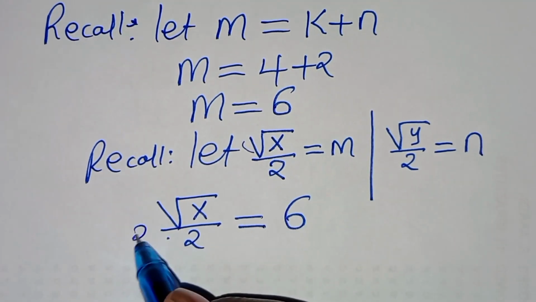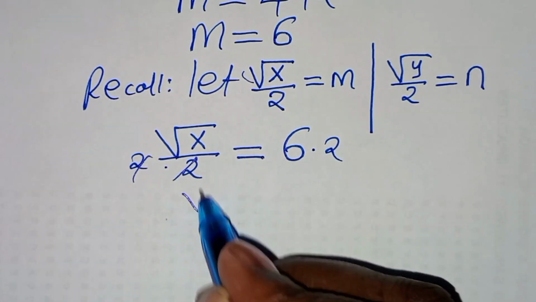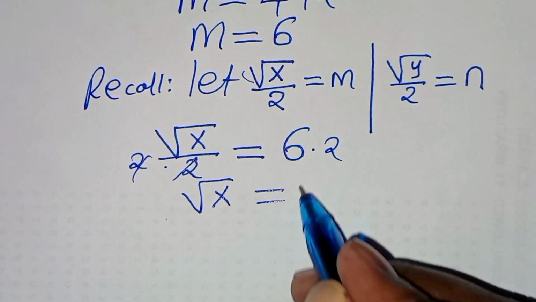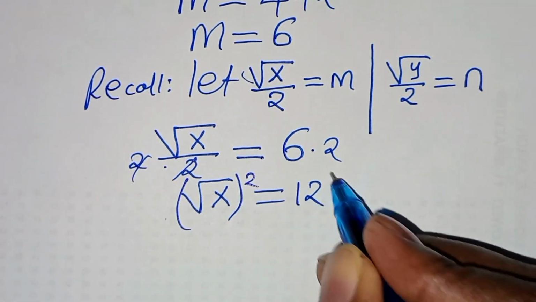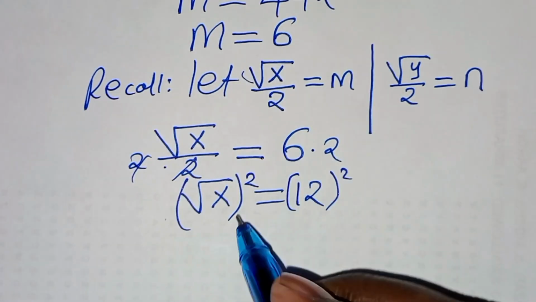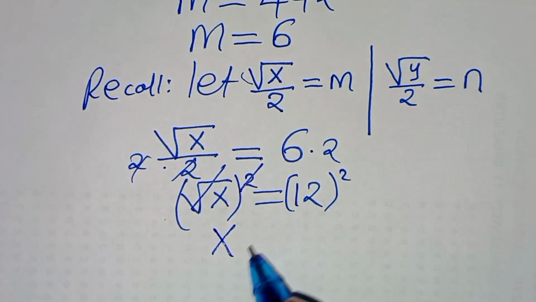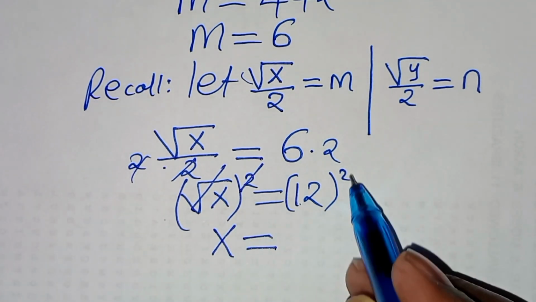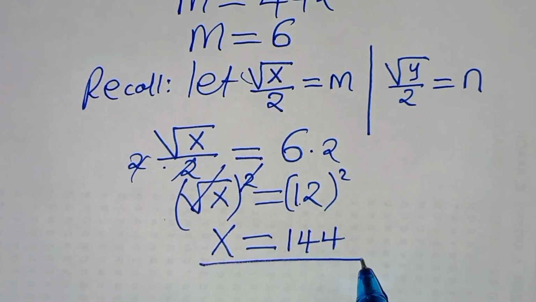So multiplying both sides by 2 here, this implies that the square root of x is equal to 12. So let's square both sides here, so that now we eliminate the square root sign here, so that x is equal to 12 squared, which is 144. So we have the value of x here.